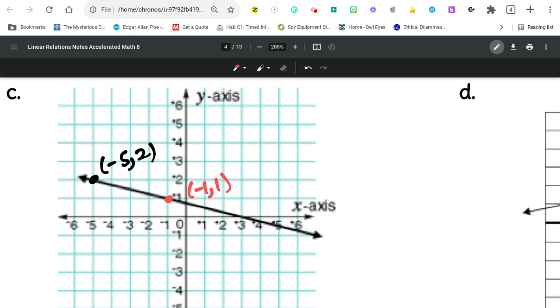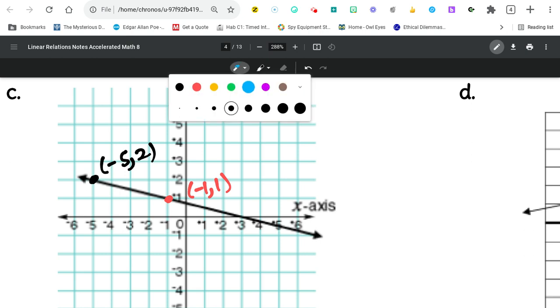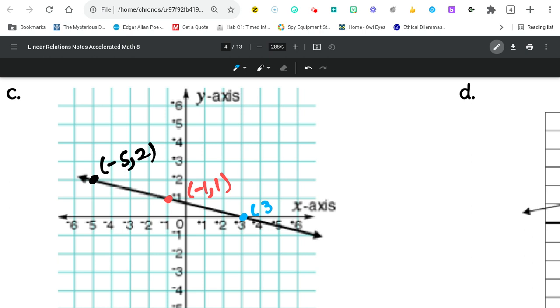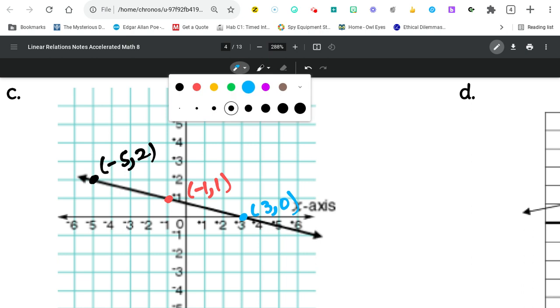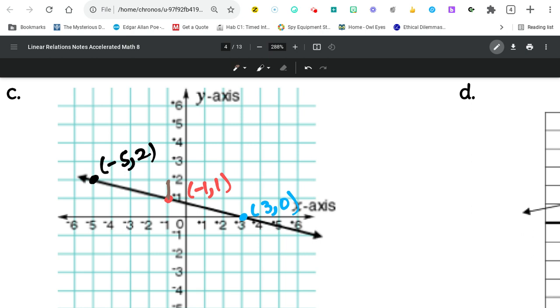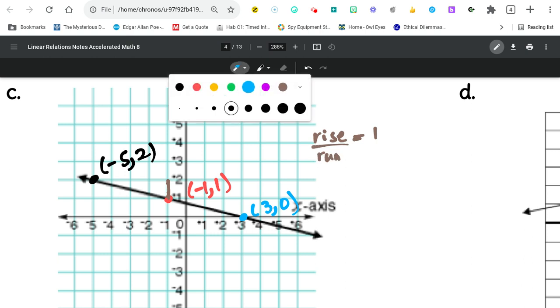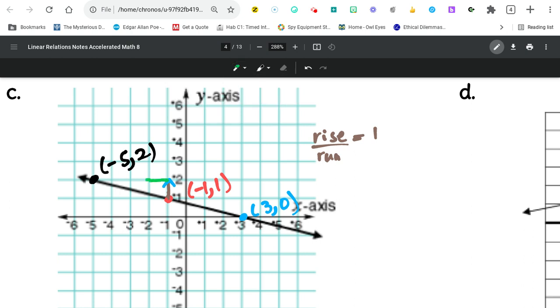Some of you may have been looking at that one. You can read that. That's 3, 0. Okay, but I'm just going to focus on the red and the black. All right, so I'm going to rise. Here I have a rise of 1. And my run, well, I'm going to the left. So I went up, and now I'm going to the left. 1 unit, 2 units, 3 units, 4 units. I went left 4. So that's -4. So my slope is just -1/4.